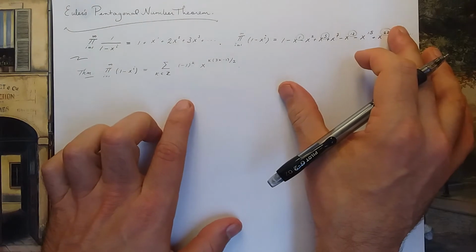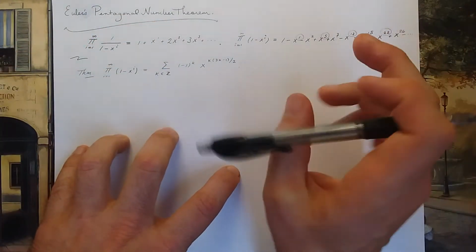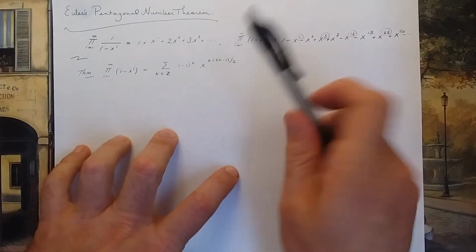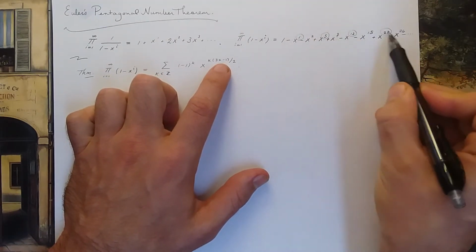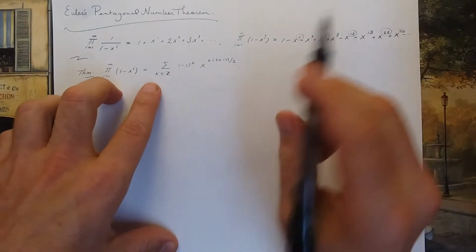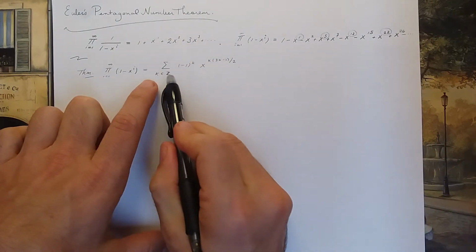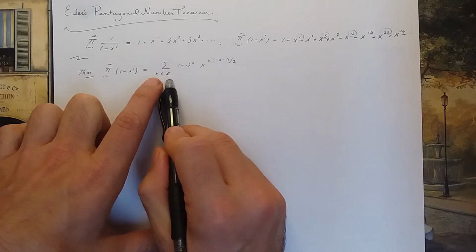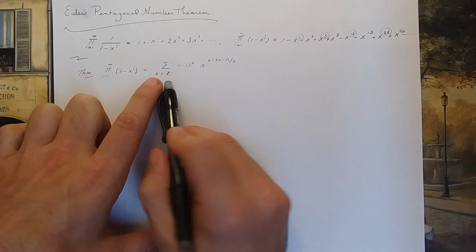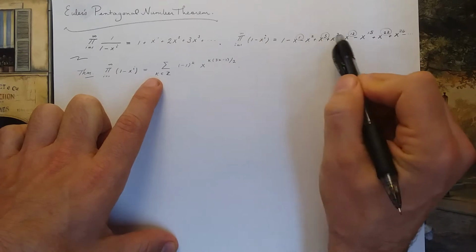Now in our previous video, when we introduced pentagonal numbers, we saw that this was the formula for the kth pentagonal number. So that's my 1, 5, 12, and 22. But I'm summing over all integers k, both positive and negative. So when I plug in the negative values for k, I'm getting the other exponents, 2, 7, 15.